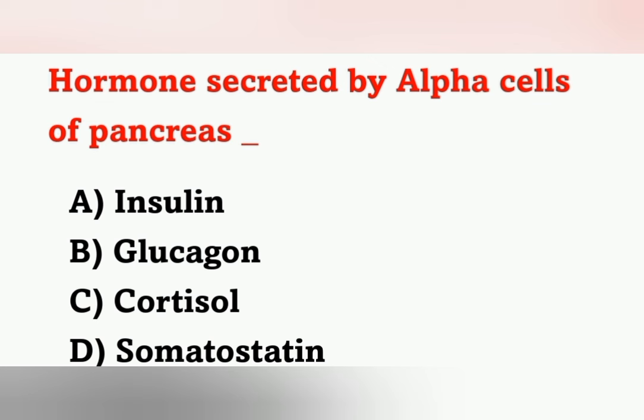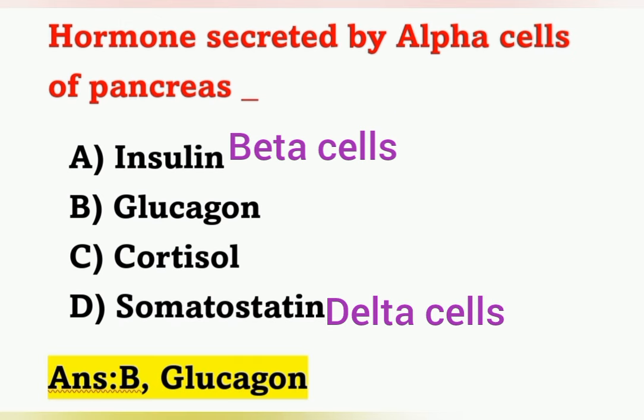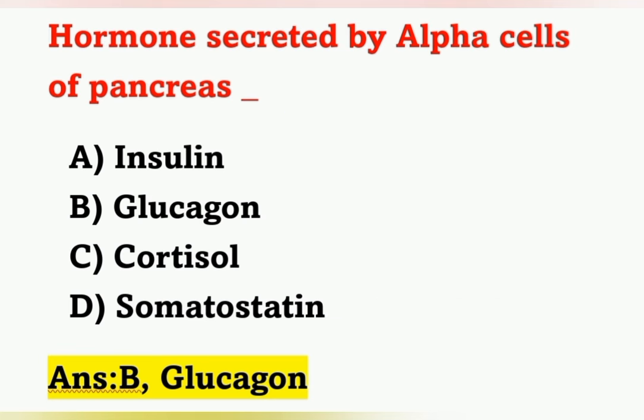The hormone secreted by alpha cells of the pancreas is: Option A, insulin. Option B, glucagon. Option C, cortisol. Option D, somatostatin. The pancreas is an example of both an exocrine and endocrine gland. In this, alpha cells secrete glucagon, beta cells secrete insulin, and delta cells secrete somatostatin. On to the next question.